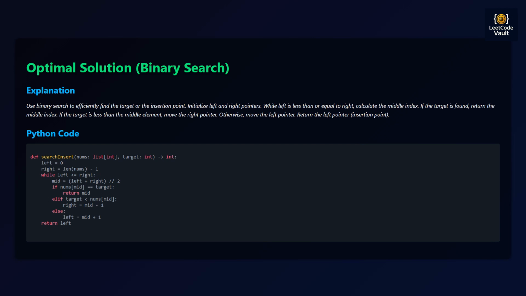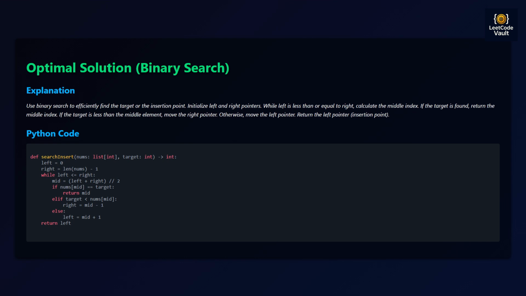Optimal solution. The optimal approach uses binary search. Since our input array is sorted, binary search is perfect. It allows us to significantly reduce the search space at each step. We start by examining the middle element. If the target is equal to the middle element, we found it. We return the middle index.